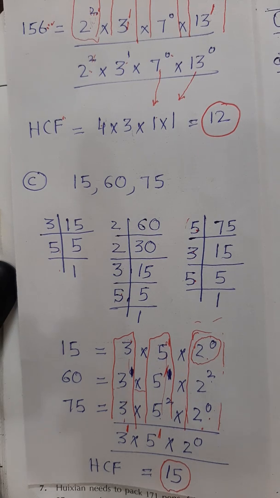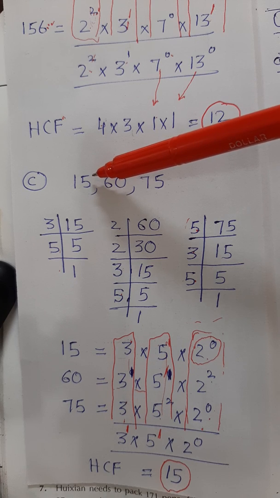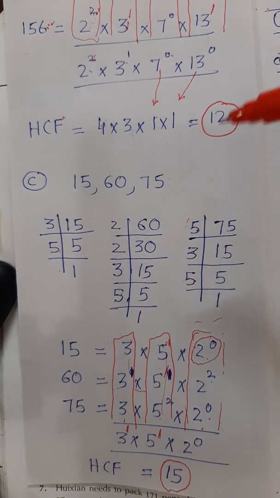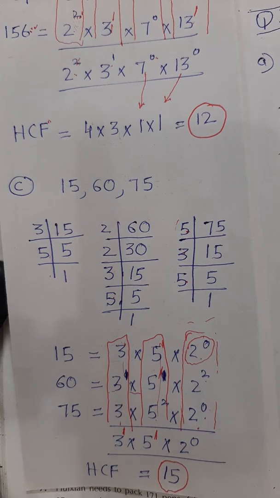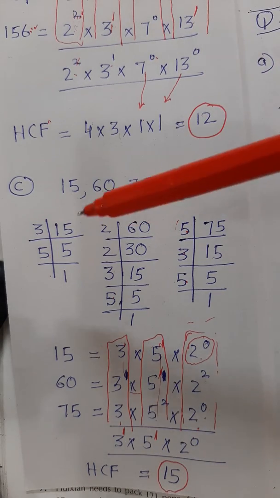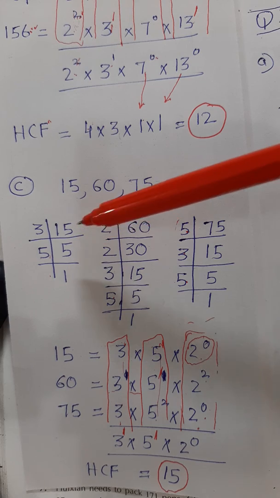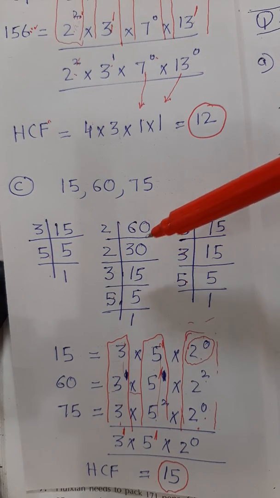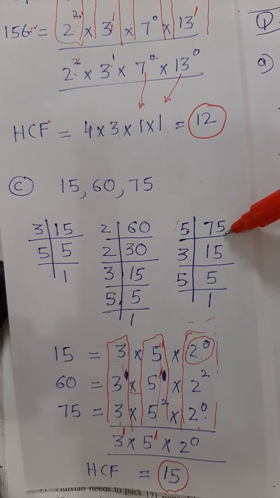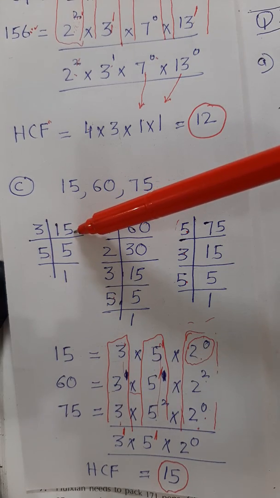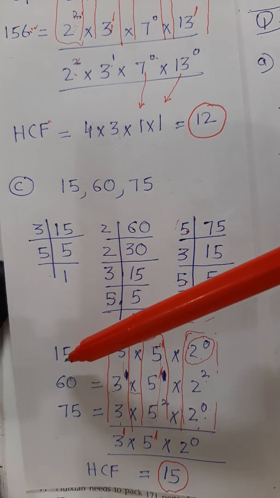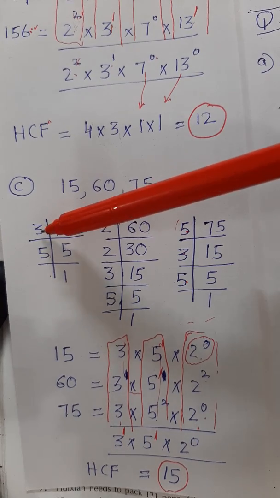In part C of exercise 1B, question number 1, the numbers are 15, 60 and 75. Now you have to find the HCF of these three. Follow the same process. Do prime factorization of 15, of 60 and of 75. Write down factors of 15. The 15 is 3 and 5.